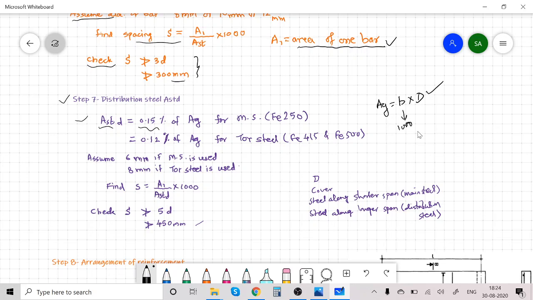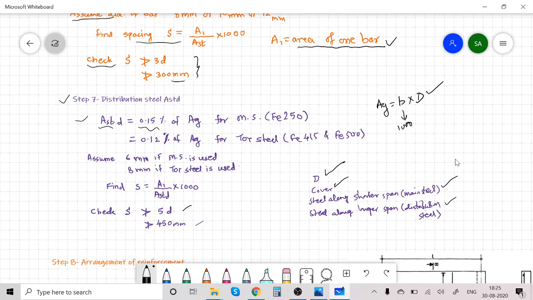Assume a 6 mm bar if mild steel is used and assume an 8 mm bar if torsteel is used, and find spacing again by the same formula, A1 upon ASTD into 1000. Again check that the spacing is not greater than 5D and spacing is not greater than 450 mm. For distribution steel, this is the check. Now after deciding the value of capital D, the cover, steel along the shorter span, that is main steel, and steel along the longer span, that is distribution steel.